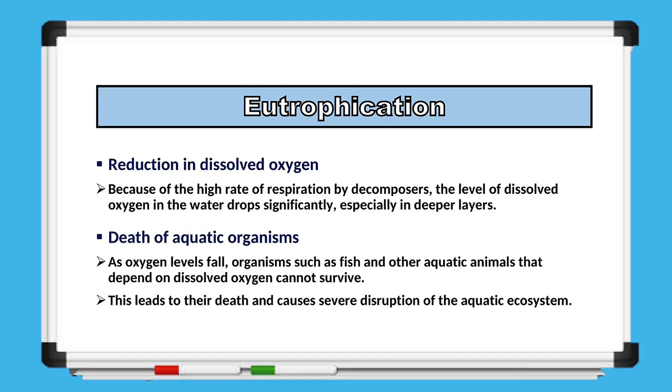Fish and other aquatic animals depend on dissolved oxygen for respiration. When oxygen levels become too low, they suffocate and die. As more organisms die, decomposition increases even further, causing oxygen levels to drop even more. This creates a vicious cycle that can eventually lead to the collapse of the entire aquatic ecosystem.